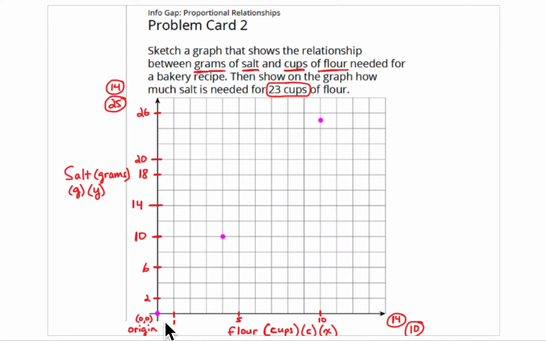So you know that 0, 0 is on the graph because it's a proportional relationship. If you don't have any cups of flour, then you don't have any grams of salt. And from the table, we know that 4 cups of flour, you need 10 grams of salt. So I would draw an arrow up to here, through that point, draw an arrow in this direction. Where they intersect is that point right there. That is the relationship between the cups of flour and the grams of salt. It is on that line.